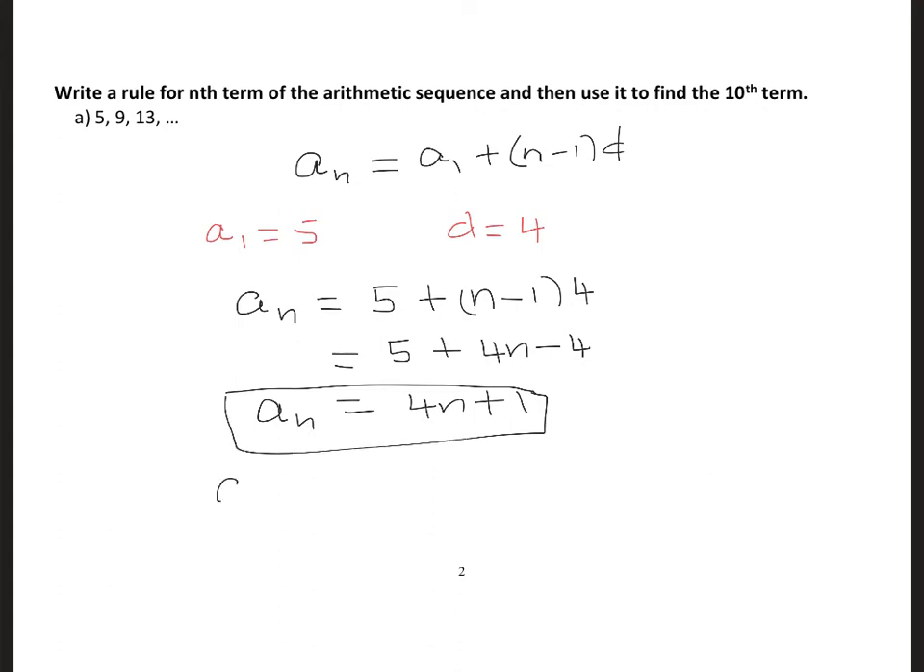And now we are told to get the 10th term. I just need to know that n is equal to 10, so I plug it into this equation: 4 times 10 plus 1. So I get 41. That is the 10th term for this sequence.